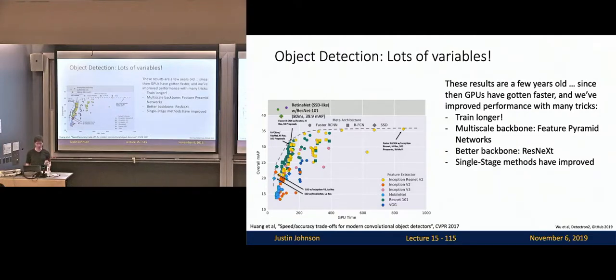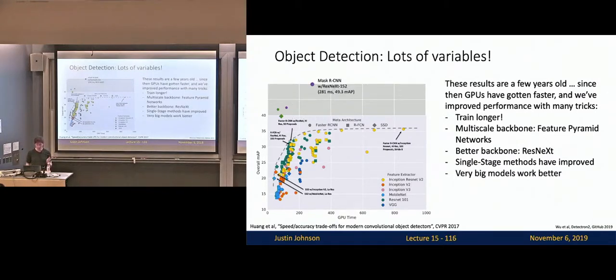Single-stage methods have gotten quite a lot better as well since 2017. In 2017, single-stage methods tended to work a lot worse than two-stage methods. But nowadays, single-stage methods are almost as good as two-stage methods. So one of these state-of-the-art single-stage methods is actually very competitive in performance with two-stage methods now.